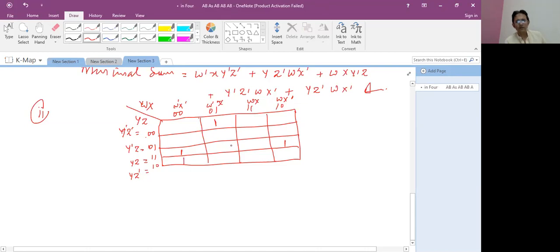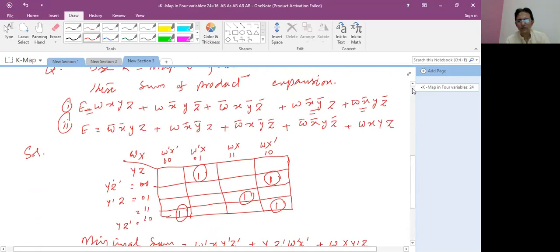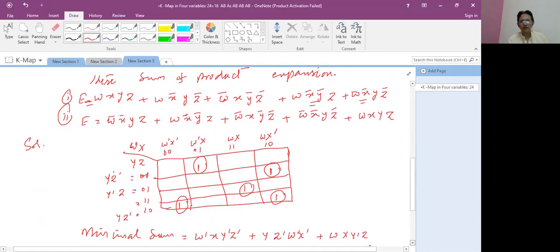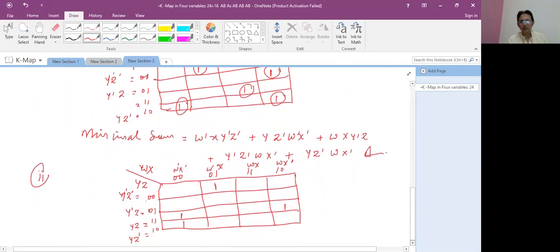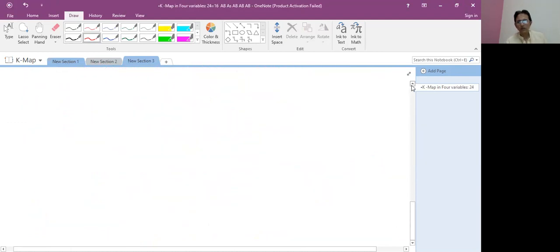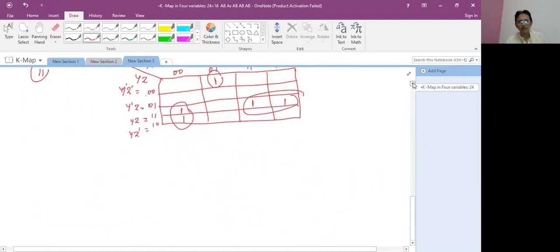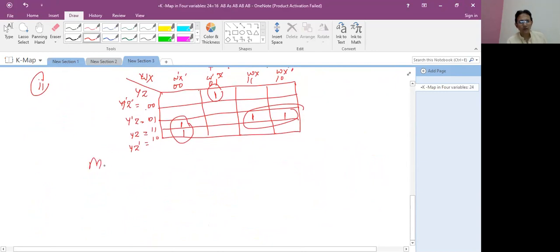So it means this one. And the last expression, W X Y Z without complement, 5. So I have 3, 4 integers. W X Y Z without complement, it means this one. So it has one loop, student. It has one loop, and it is a single element. So we find the minimal sum.